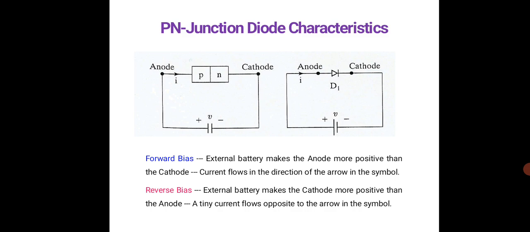PN diode characteristics. Obviously here we have forward bias and reverse bias. The external battery makes the anode more positive than the cathode in the case of forward bias, so the current flow will be in the direction of the arrow in the symbol, which I have shown in the above diagram. Similarly, in reverse bias, the external battery makes the cathode more positive than the anode. A tiny current will flow. You cannot say that there will not be any current flow, but a minimal current will flow opposite to the arrow in the symbol.